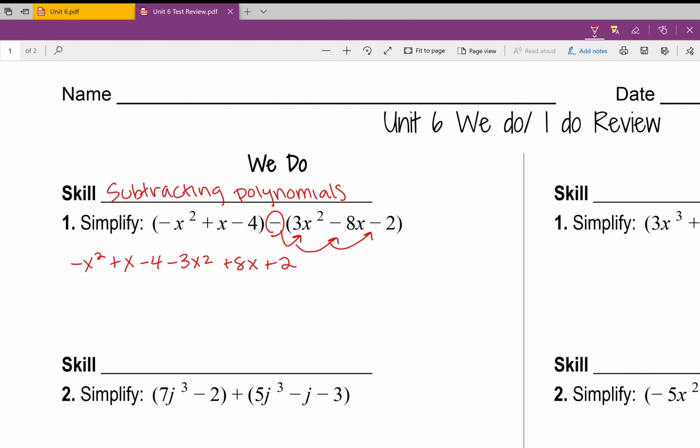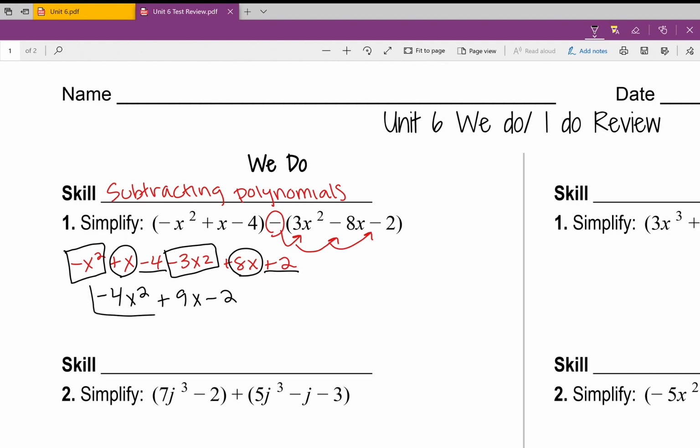Okay, then we need to combine like terms. So I have negative x squared and negative 3x squared. Remember, we're adding them now, so negative 1 plus negative 3 is negative 4x squared. And then I need to combine this 1x with this 8x, which becomes positive 9x. And then this negative 4 with a positive 2, which becomes negative 2. So that's our answer.